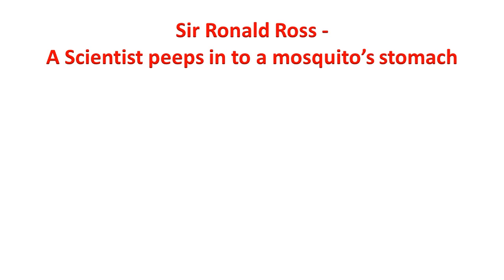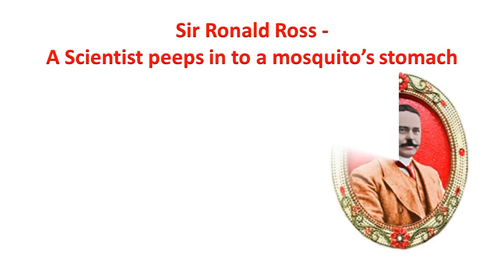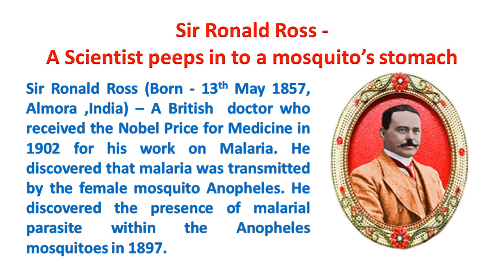Sir Ronald Ross, a scientist, peeps into a mosquito's stomach. Now let us study about Ronald Ross. Sir Ronald Ross, born 13th May 1857 in Almora, India, was a British doctor who received the Nobel Prize for Medicine in 1902 for his work on malaria. He discovered that malaria was transmitted by the female Anopheles mosquito. He discovered the presence of the malarial parasite within the Anopheles mosquito in 1897.